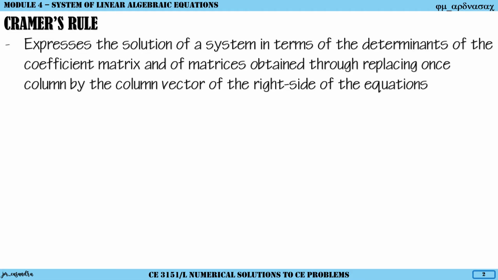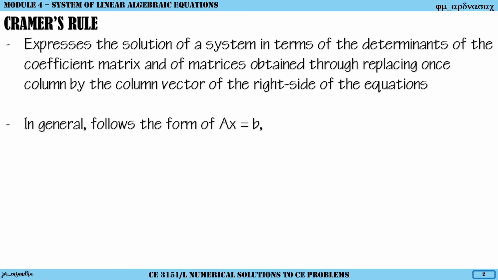So Cramer's rule is basically a method that uses the determinants of your coefficient matrix and a matrix that is obtained through replacing one column by a column vector of the right side of the equation, or the constant values in our system.